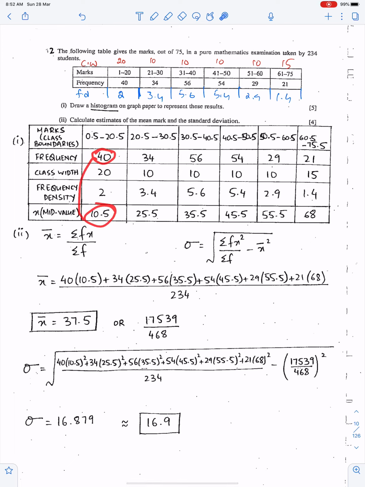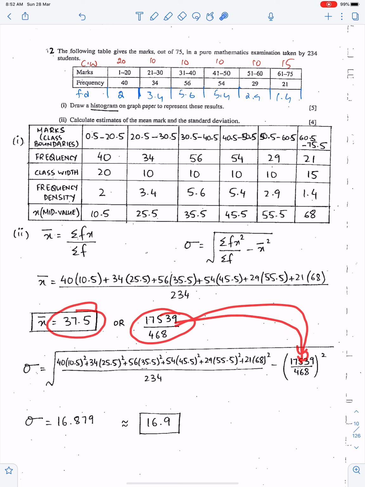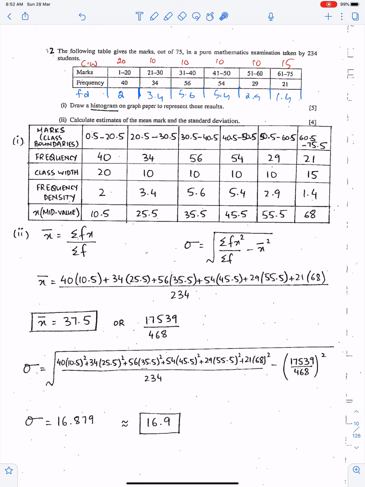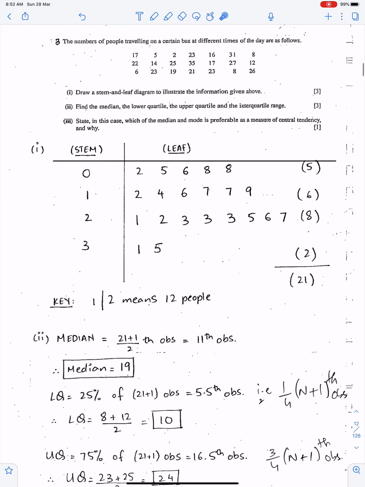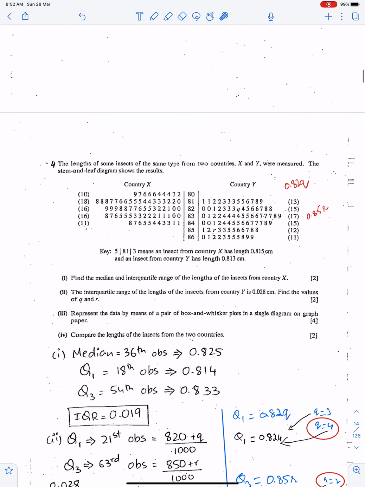So sigma fx, this is f and this is x. So fx, 40 into 10.5, 34 into 25.5 and so on. In variance, make sure you square this number: 40 into 10.5 squared, 34 into 25.5 squared, and so on, and write the exact value of mean here. This is the estimate, use the exact value. And this is the final answer up to 3 significant figures. I'm sorry. We have done this question.